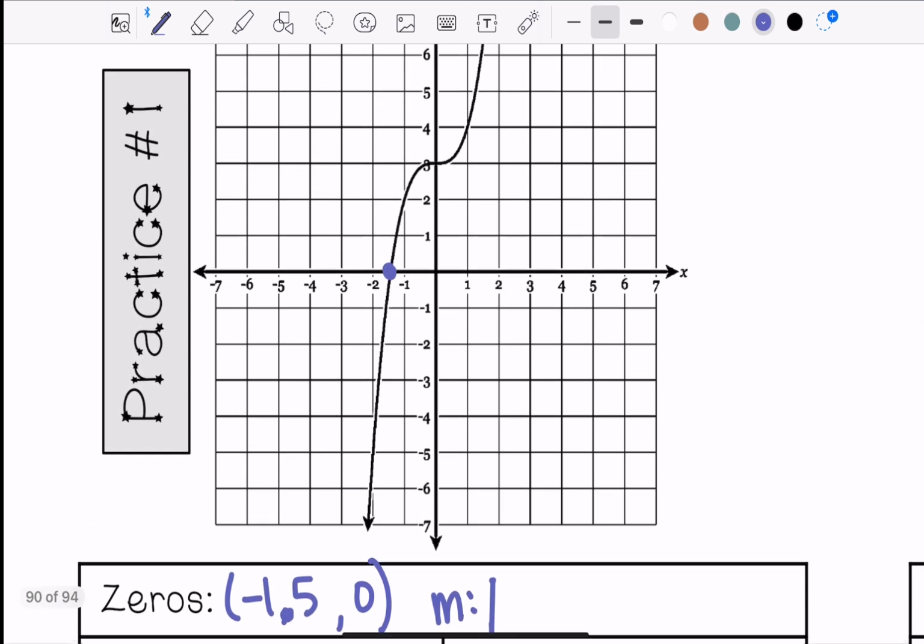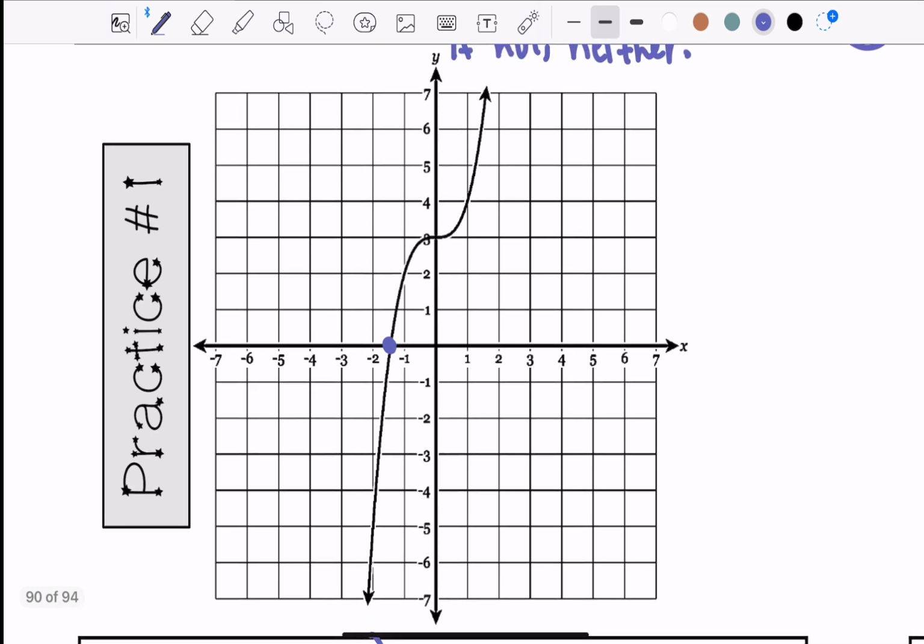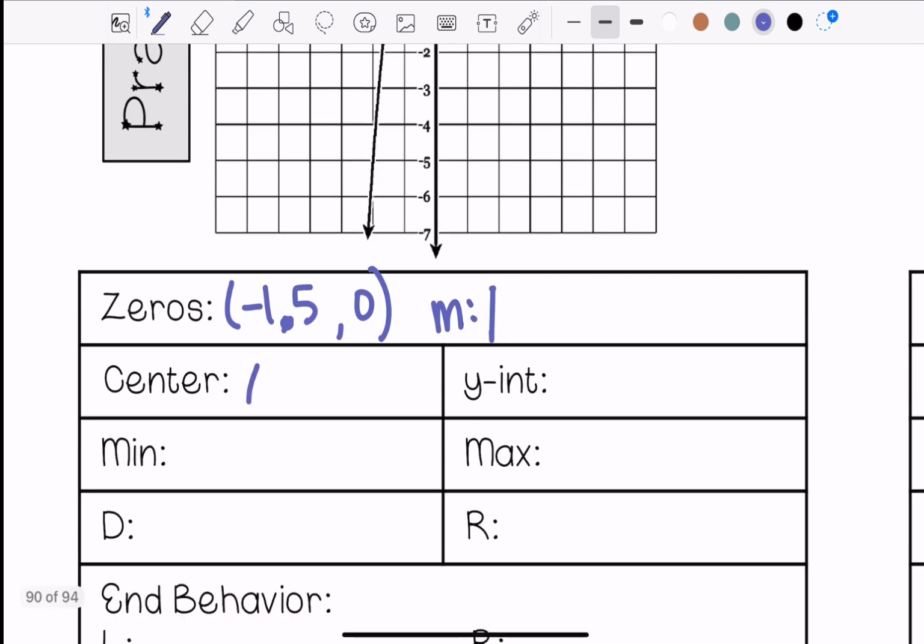The center, remember, is either right in between your min and maxes, or if there aren't min and maxes, it's at the middle of that flat part right here, and that is at 0, 3. That does obviously happen to be our y-intercept as well. That doesn't always happen, it just happens sometimes.